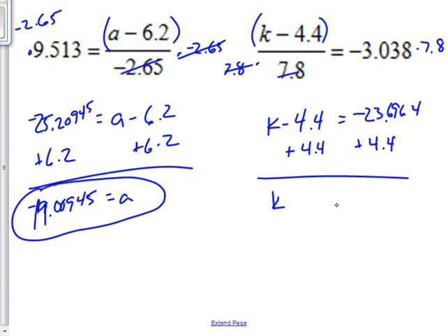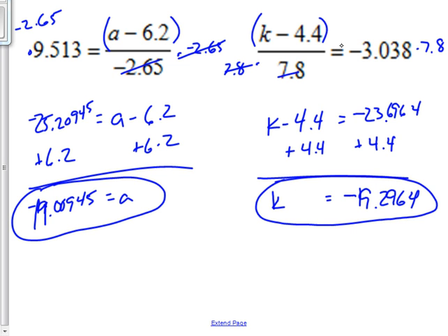And so we're going to get K is equal to, now since this is a negative 23 and a positive 4, we're going to have a negative, we're going to end up with a negative 19.2964. Okay, so let's check that way. But negative 19.2964 minus 4.4, make sure you hit equals, then divide by 7.8. And we get negative 3.038. So it does work.